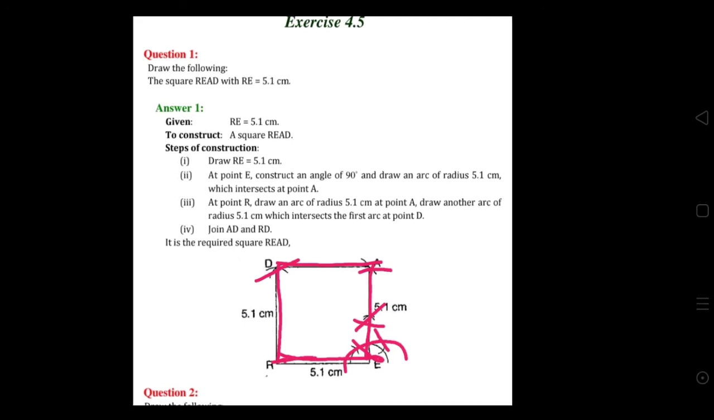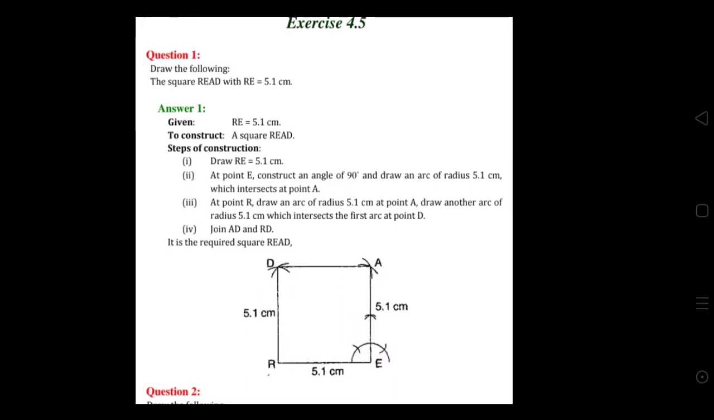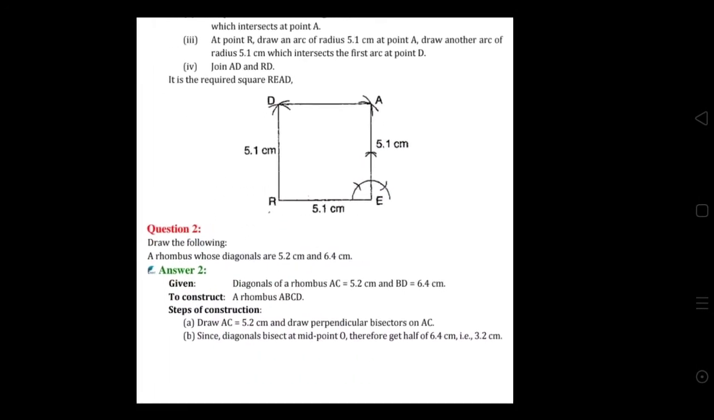Now what we have to do is draw one by one stepwise. So write the steps of construction one by one. Next, question number 2.